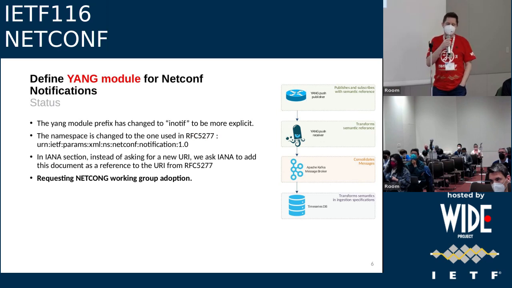This draft has already been shown at the last IETF 115. In between, we made some modifications. The model prefix has changed to iNotif to be more explicit. The namespace has been changed to the same as defined in RFC 5277. And in the IANA section, instead of asking for a new URI, we ask that this document be added as a reference instead. And we are asking the NetConf working group for adoption. We believe we should move forward with this document fairly quickly, since this is one of the gaps of RFC 8639 and 8641, because there is not yet a YANG model defined, and we are not adding any additional definitions here. Next slide, please.